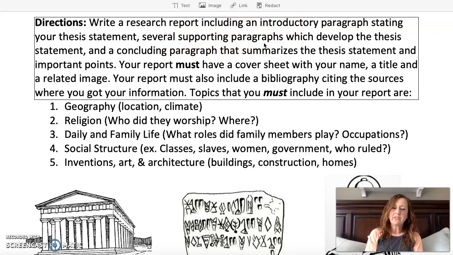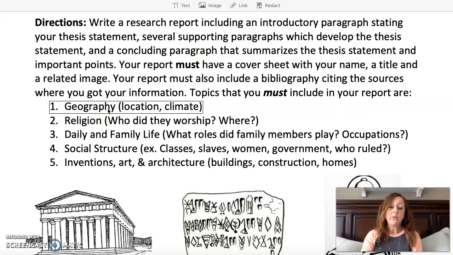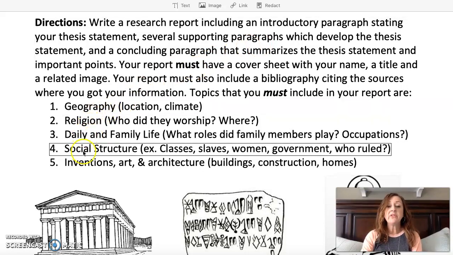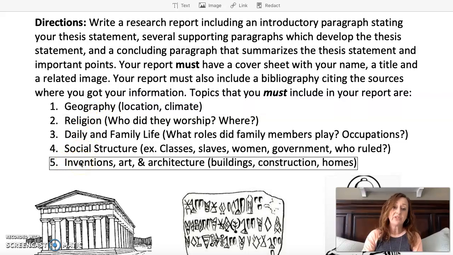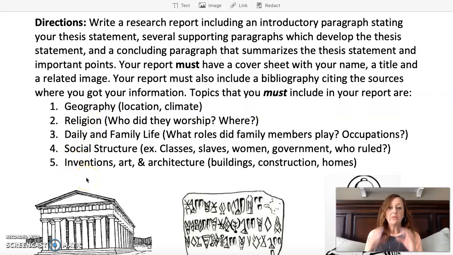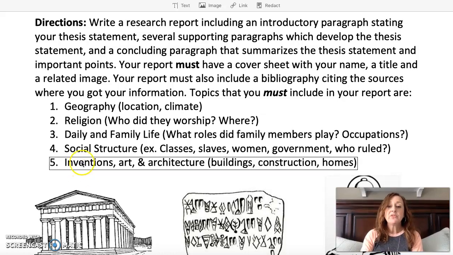Please don't email or text me or your teacher saying, how many paragraphs do I need to do? Is this enough? What we want you to do is take a look at the required topics, and then you determine how many paragraphs you need. Remember, a well-written paragraph is going to be a group of sentences that are all related to the same topic, okay?